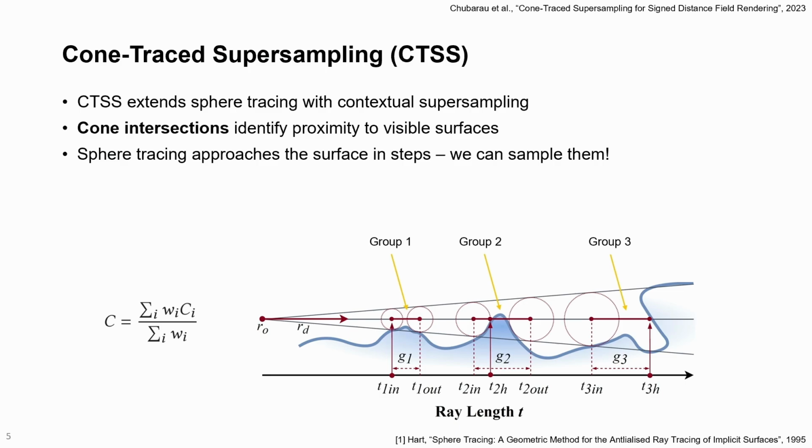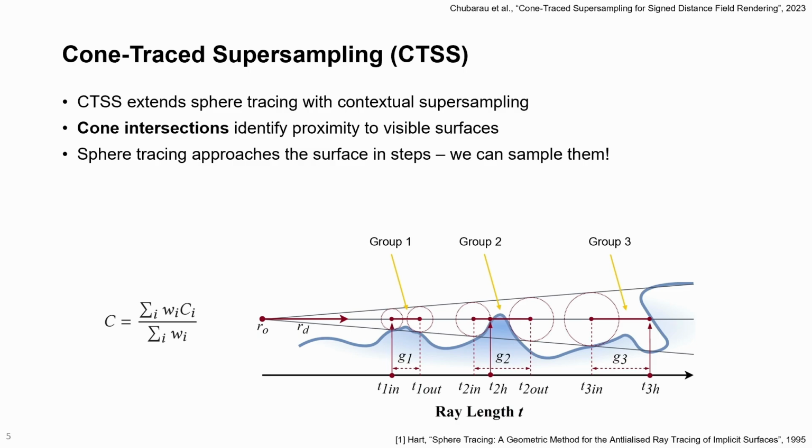So with CTSS, what we do is we extend sphere tracing and we perform supersampling along the traced ray as opposed to in pixel space. So we detect surfaces with partial visibility within the pixel, and we do this by essentially tracing a cone through a pixel, and then we evaluate cone intersections to detect proximity to the local surfaces. And as I said, this is very simple with SDFs because we just compare the cone radius to the SDF value, and a surface is essentially visible if it intersects with the cone.